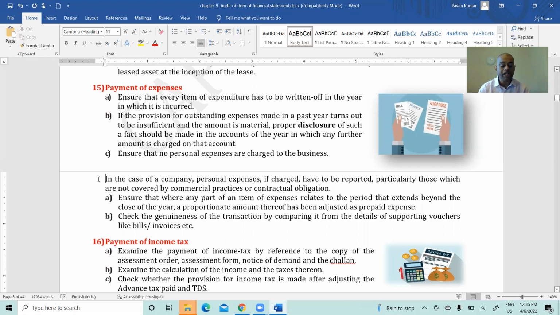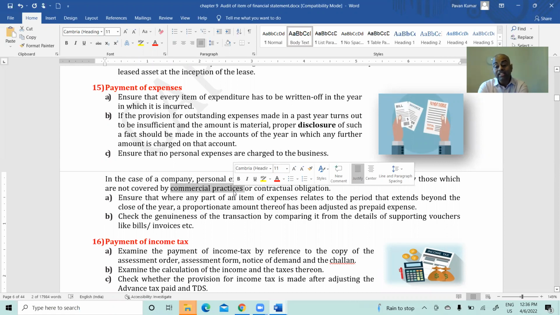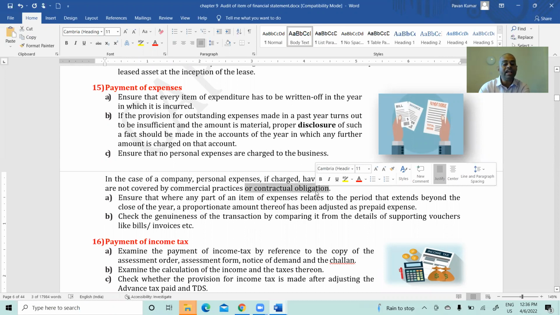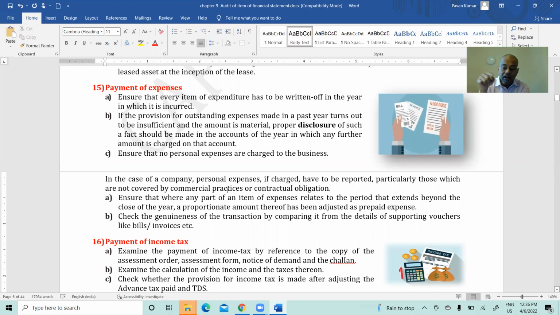Yes, sir. Okay, continue. In the case of a company, personal expenses, if charged, have to be reported, particularly those which are not covered by commercial practices or contractual obligations. If it is a commercial practice, in my company, 4,000 workers are there. That workers' kids' school fee, I will pay. That is the industry practice. Or there is a contractual obligation. If it is not covered by any commercial practice or contractual obligation, then Pavan is looting money. Then the auditor should stop.